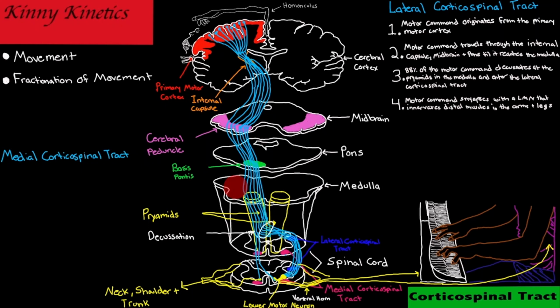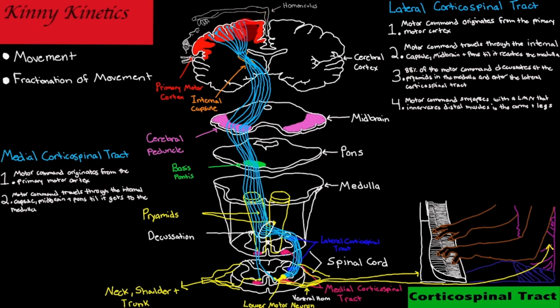Lastly, let's recap the order in which the motor command travels through the medial corticospinal tract. Number 1. Motor command originates from the primary motor cortex. Here, the axons of the cell body for the trunk muscles are activated. Number 2. The signal travels through the internal capsule, the midbrain, and the pons until it reaches the medulla. Number 3. The remaining 12% of these fibers stay ipsilateral through the medulla and enter through the medial corticospinal tract. The signal continues to travel down until it reaches the ventral aspect of the spinal cord.